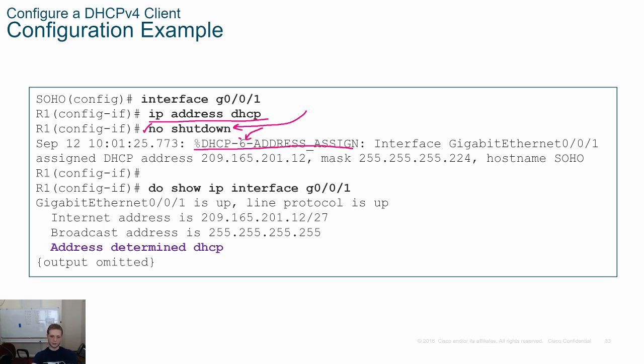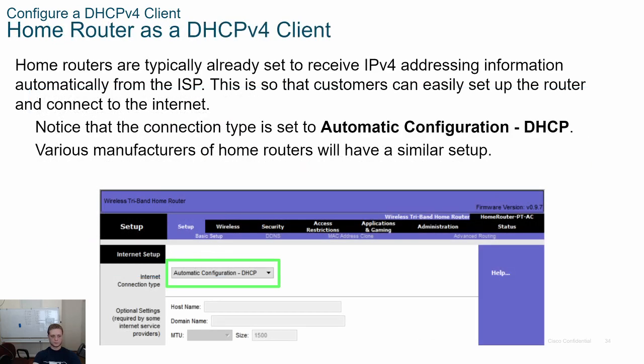Now this 6 is not being IPv6, that's just a log level, and we'll talk about that when we talk about syslog, but don't worry about that for the time being, and you'll see the assigned IP address is 209.165.201.12. That's a range Cisco likes to use for their labs, and you'll see a host name of SOHO. And so you can show interface on that particular interface, and you'll see address determined by DHCP. Some home routers that are not Cisco can also have this set up, usually in a GUI when you're talking about SOHO type routers.